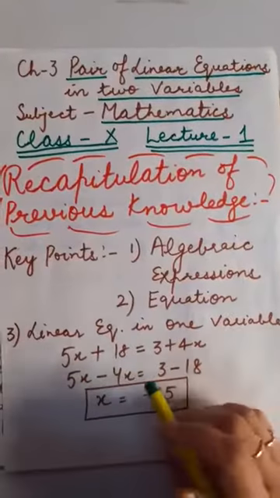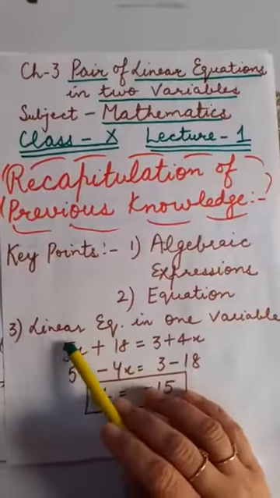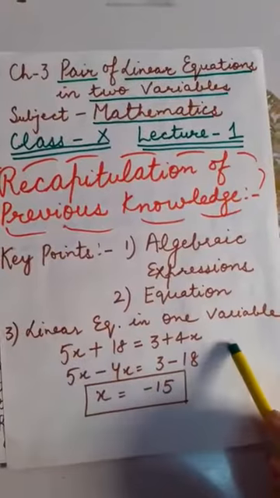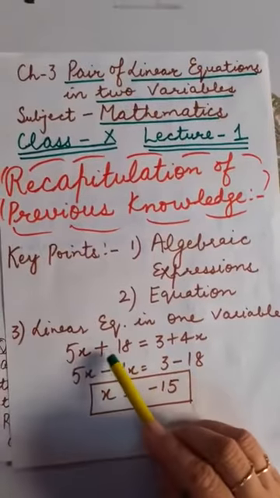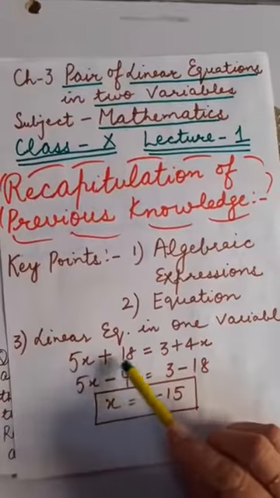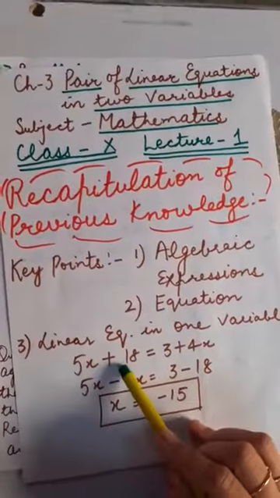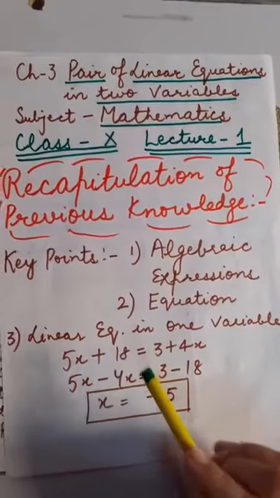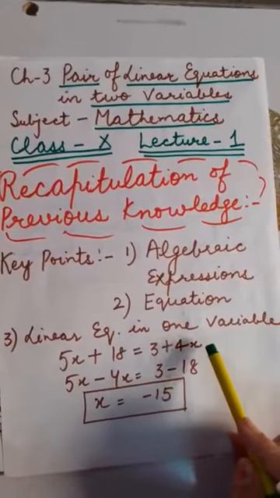Fine. Now let us switch to the next concept of recalling, linear equation in one variable. Here you can see in this equation there is only one variable present. I am going to read it out: 5x plus 18 is equal to 3 plus 4x. Here children, you can see that this is a complete equation. Whether it is an equation or not, let us check. There is one expression on the left hand side, another on the right hand side, and there is an equal to sign between both of them. And you can see that there is no other variable other than x. So this is a linear equation in one variable.